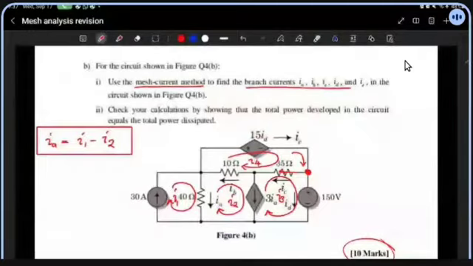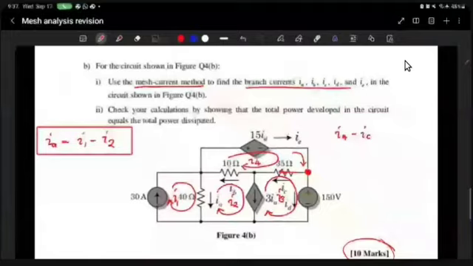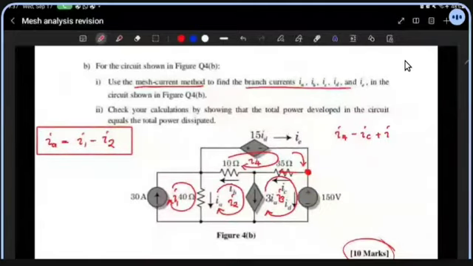I4 enters, while I3 also enters, because I3 is coming like this, so I3 will be entering that node. So based on that, I4 enters, positive, IC leaves, so minus IC, I3 enters, so plus I3 equals 0. So this tells me that IC is equal to I4, I3 leaves. Sorry, I was checking why it doesn't make sense.